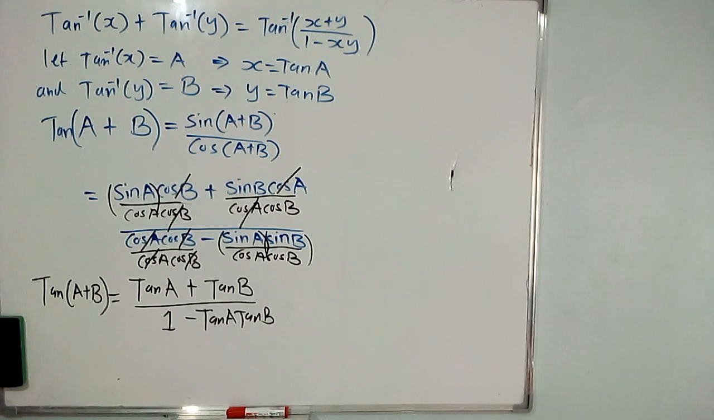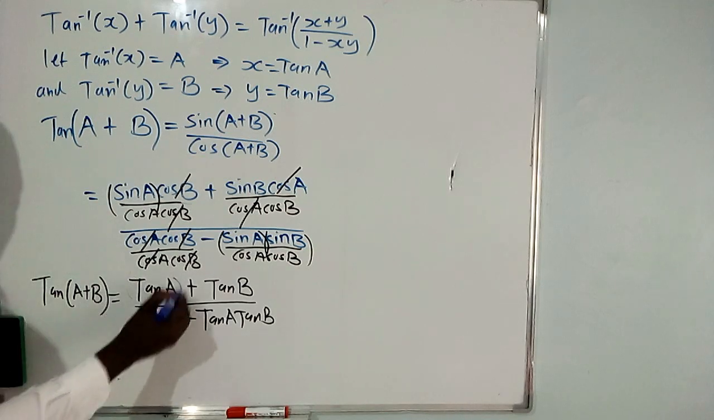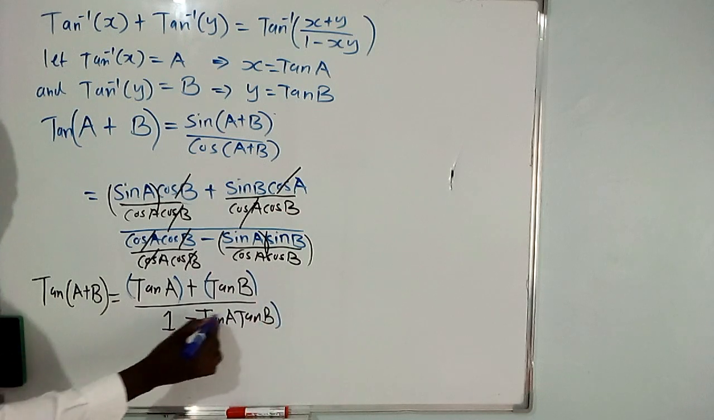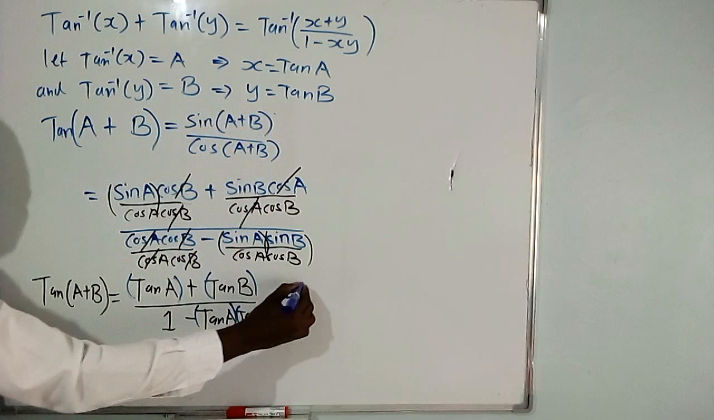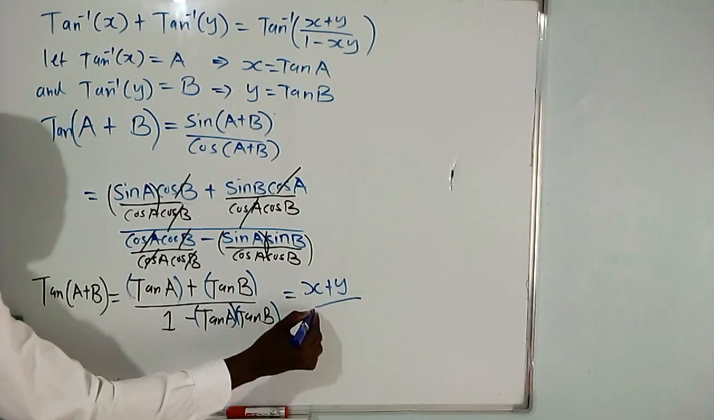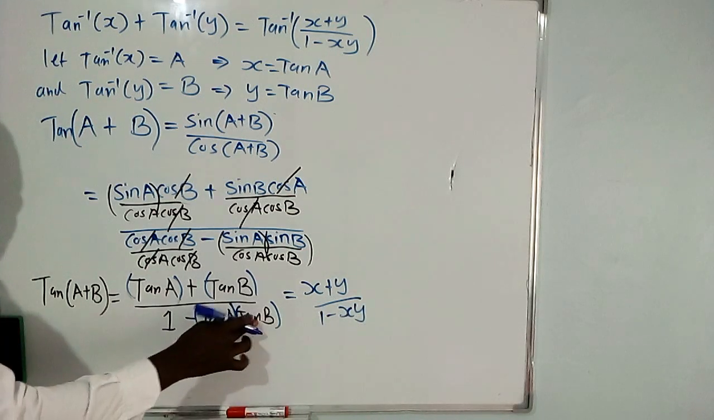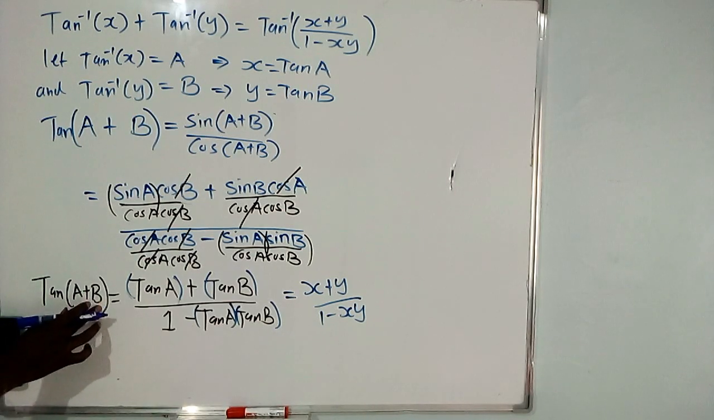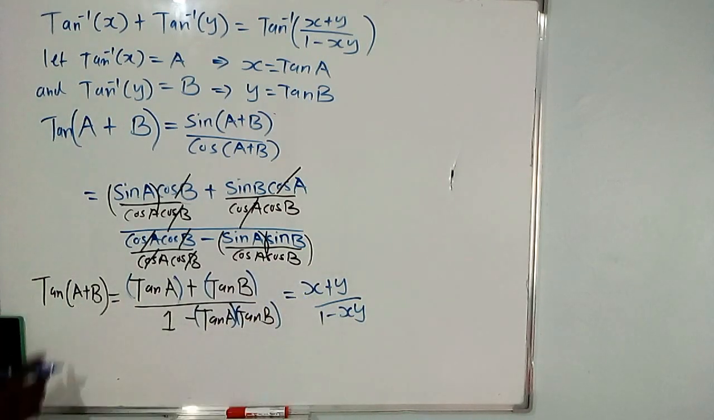Then you substitute. Remember, what was your tan A? Your tan A is x. So where there is tan A, you put x, and where there is tan B, you put y, isn't it? So we have x plus y over 1 minus x times y. So what have we found? We found that tan(A+B) is equal to (x plus y) over (1 minus xy).